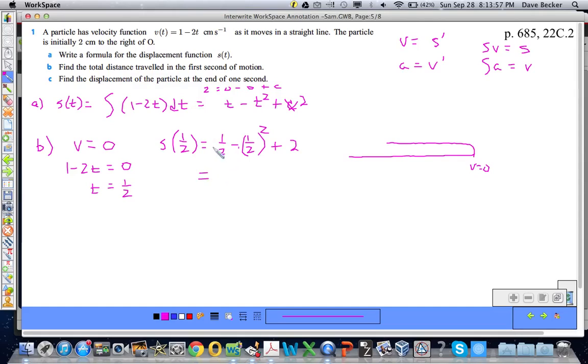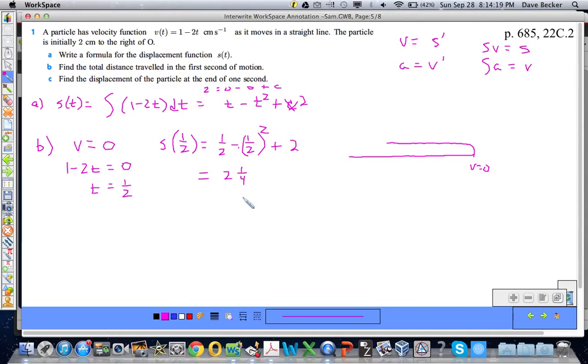So the position, when it changes direction, is going to be 1/2 minus 1/2 squared plus 2, which is equal to 2. No, 2 1/4, sorry. 2 1/4 centimeters. Okay.